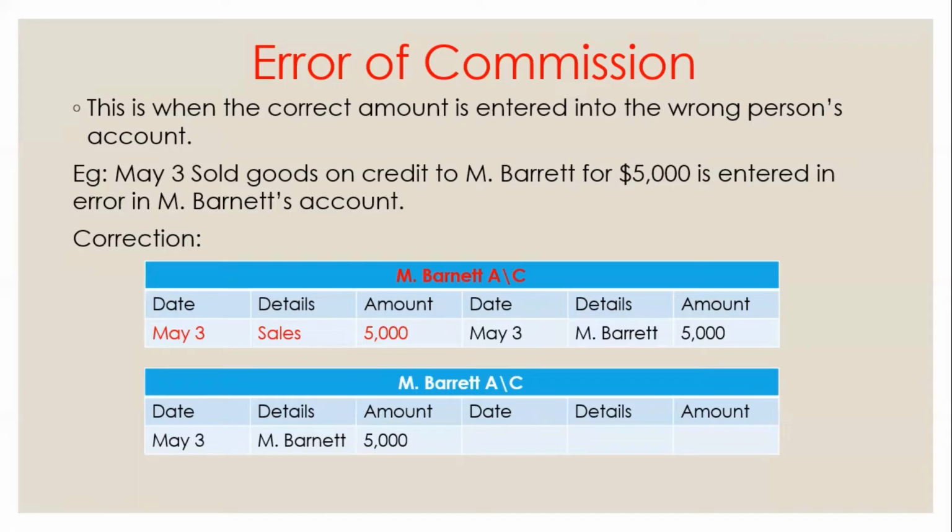So basically what we did here was we debited M. Barrett's account and we credited M. Barnett's account, right? You would need to show this now in a journal because we use a journal to do the correction of errors. So you would need to show this information in a journal, all right? If you stay to the end of the video, you will see the journal and how I record them in the journal, all right? So stay tuned to the end of the video.